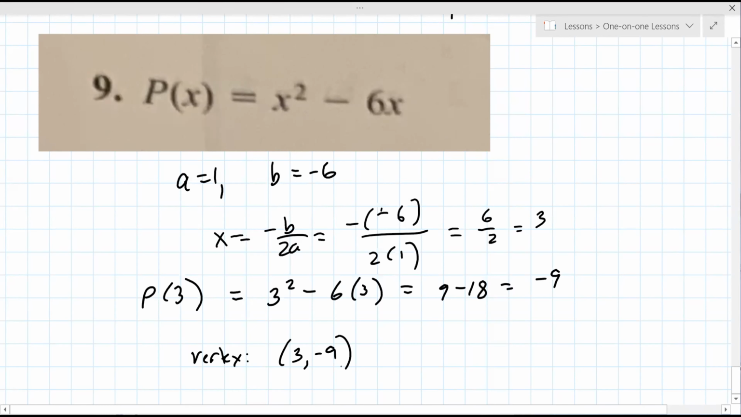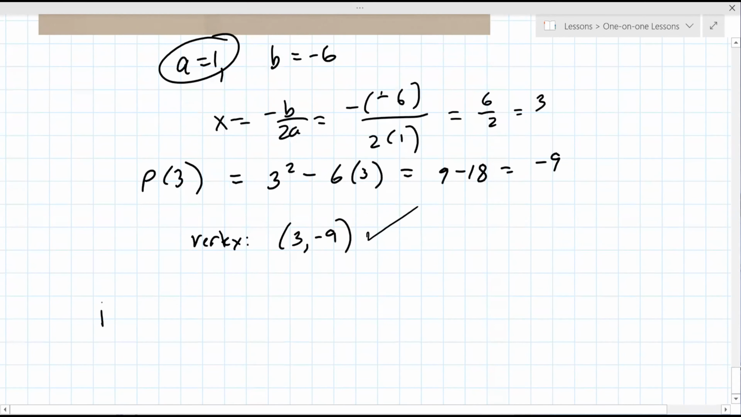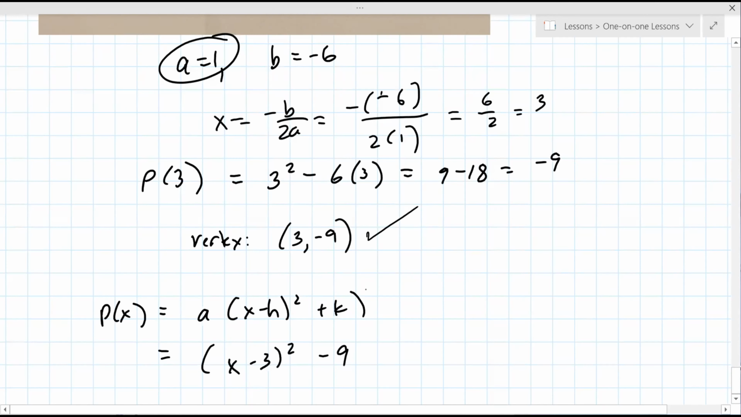All right, so we got 3 and negative 9. Perfect. Okay, so the a value is 1, so that allows you to immediately write it in this form. P of x equals a times (x minus h) squared plus k. A is 1, so you don't have to write it. (x minus 3) squared minus 9.